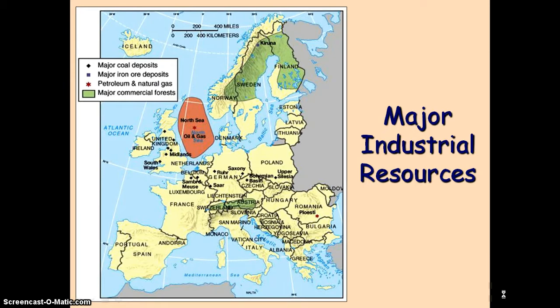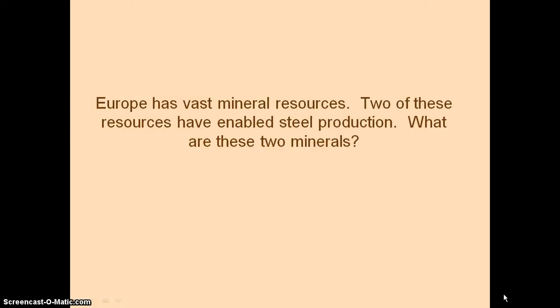Okay, you see petroleum and natural gas in the North Sea, major coal deposits. They have a lot of coal just like we do. Okay, Europe has vast mineral resources. This is in your notes on the back page. Two of these things have enabled steel production. Just like the United States, steel was a major factor in the development of Europe because it allowed them to start building buildings that went higher up and got taller and taller and were very sturdy so that they could use their land more efficiently. Those two things that Europe has a lot of are coal and iron ore. Those are the two things used to make steel.